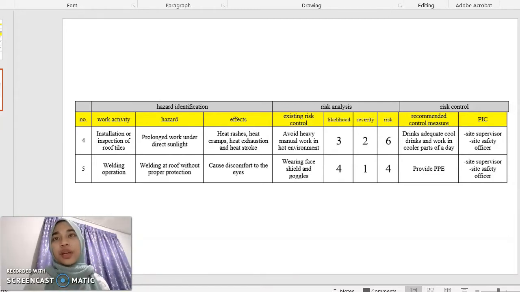And the next work activity is the welding operations. The welding operations give the hazard of welding at the roof without proper protection.